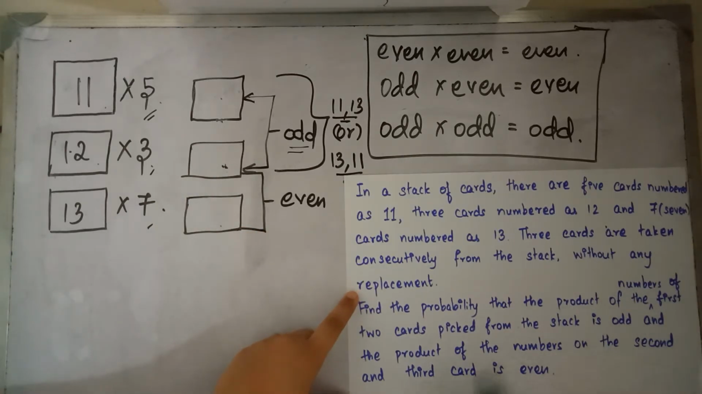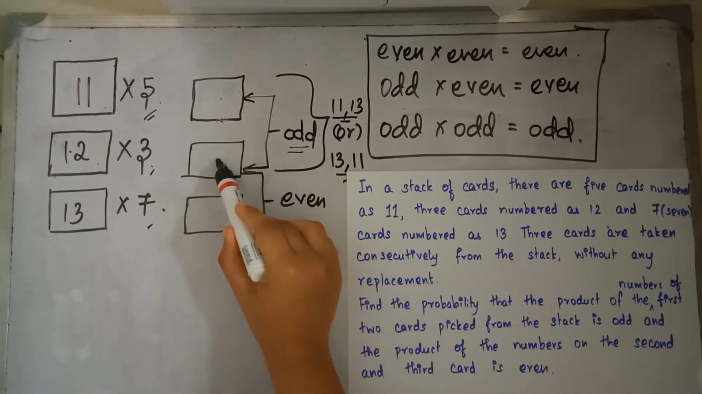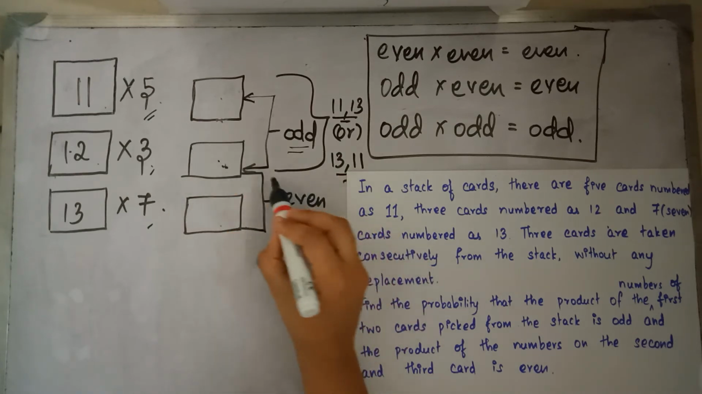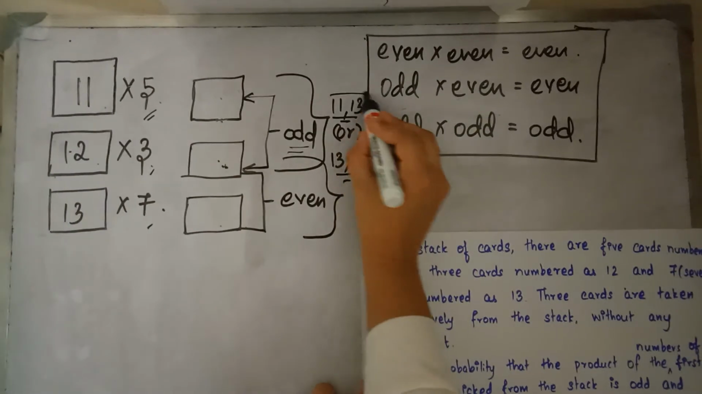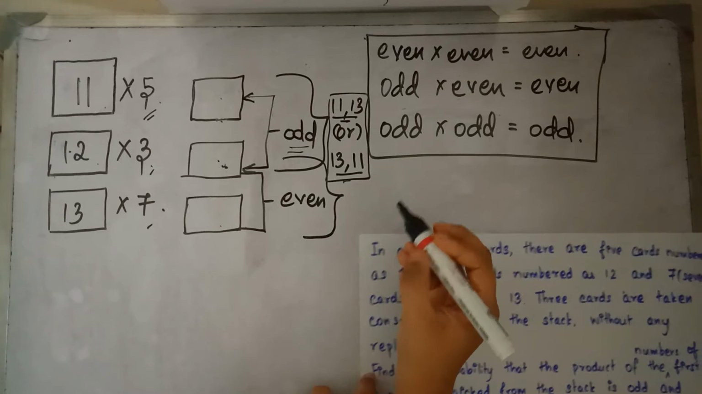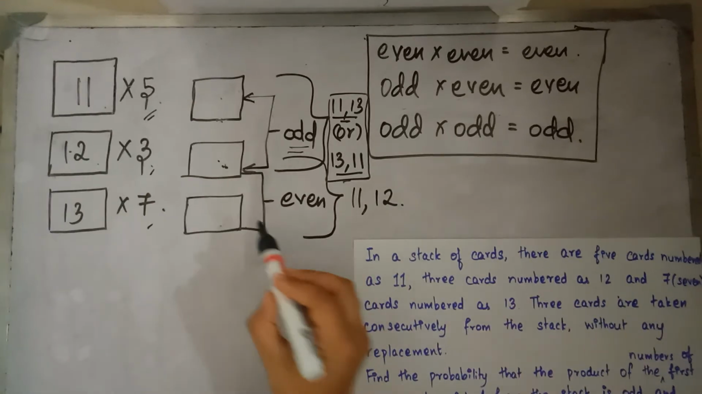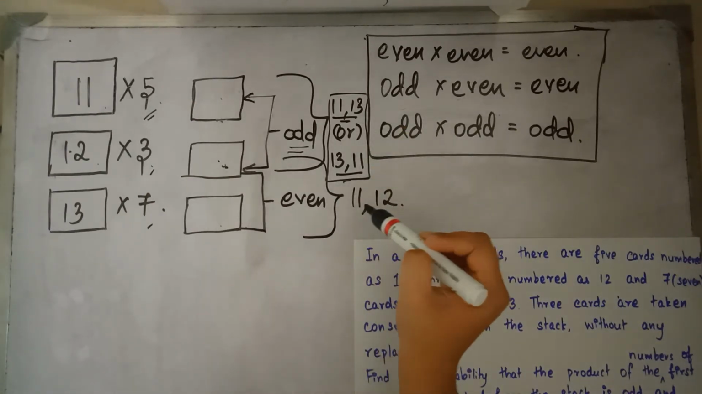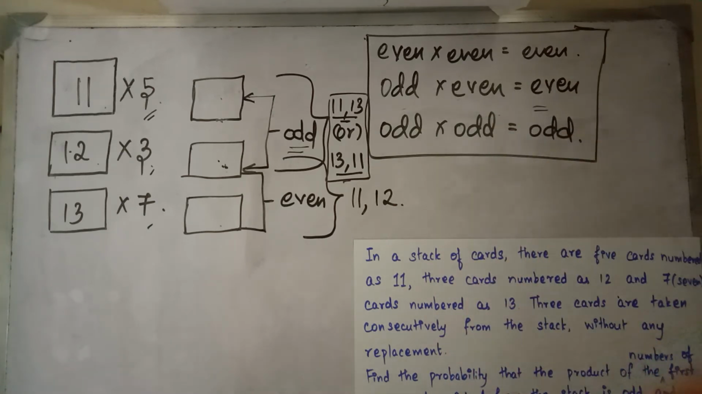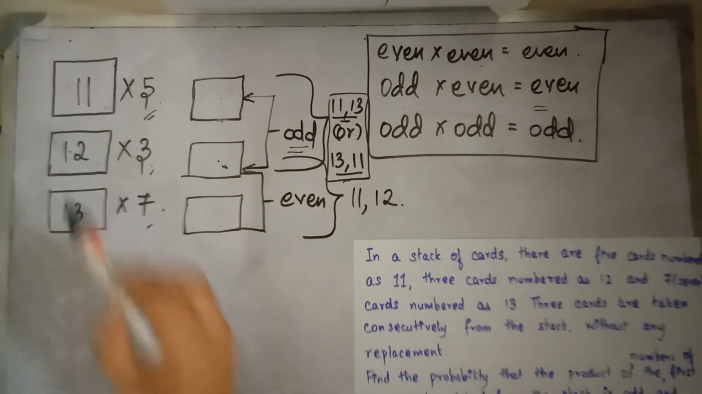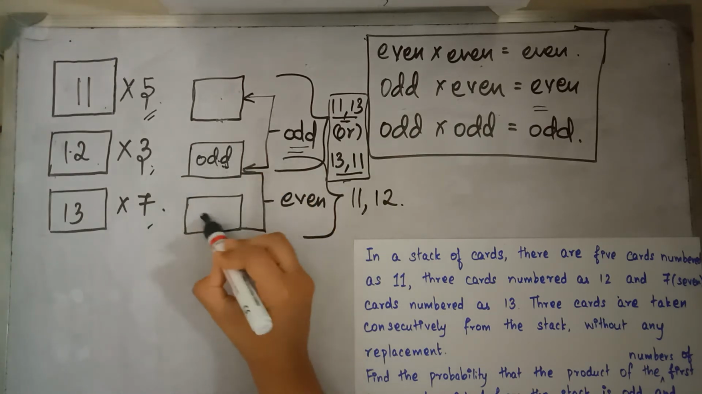Now let's look at the next condition. The product of the numbers on the second and third card has to be even. So for the second and third card, we could have 11 and then 12, because it has to be odd into even, only then I'll get even. It can't be even into even because there's only one even card. That's 12. So the second two has to be odd into even.